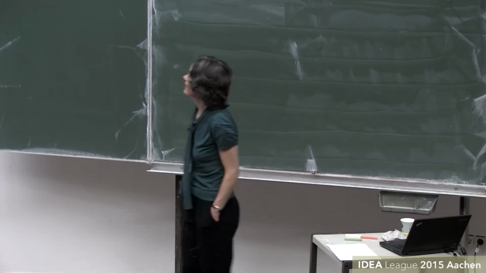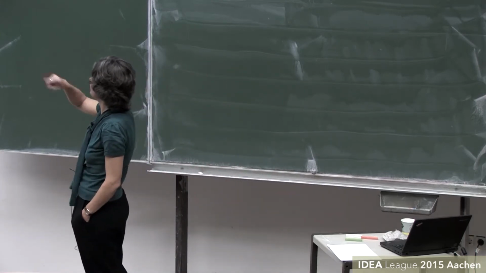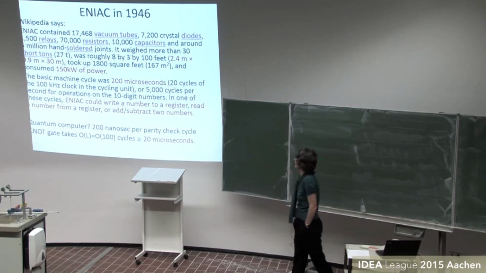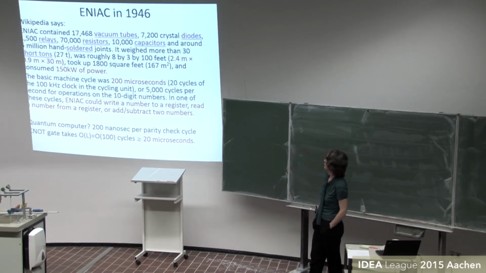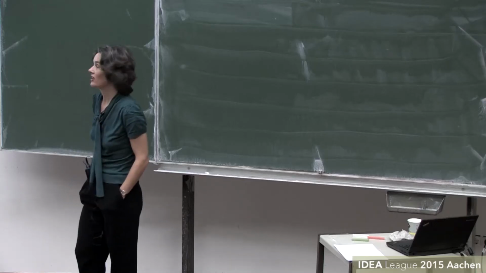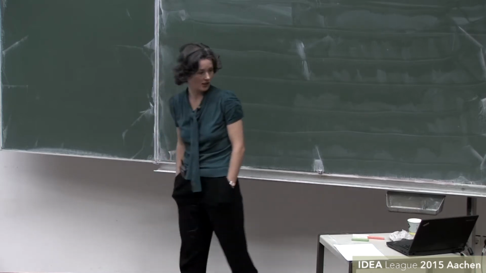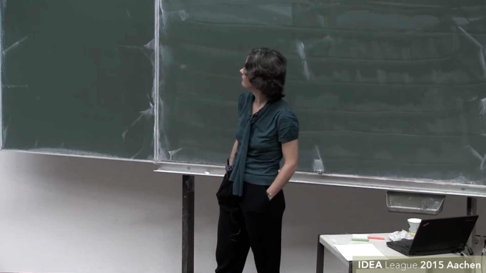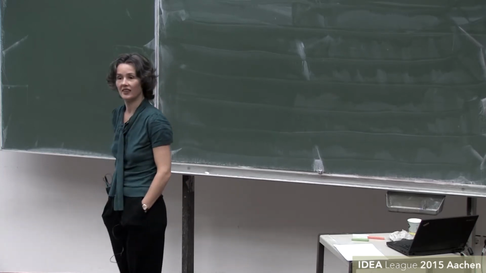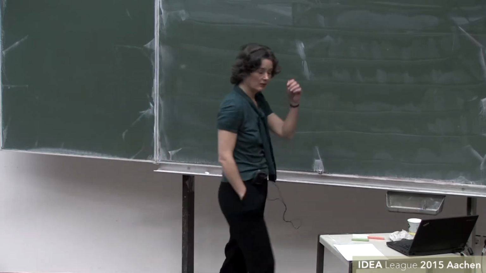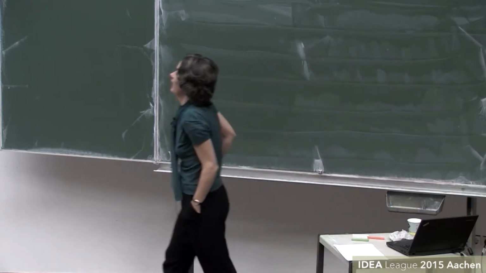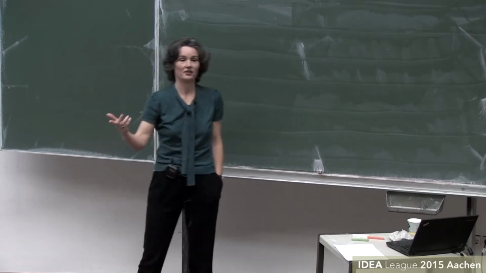So this machine's cycle was 200 microseconds, and in those 200 microseconds, it could write a 10-digit number, read a number from a register, and add and subtract two numbers. So very basic logic. And so you could also ask, would a quantum computer run in a comparable time? Now, of course, we work on elementary logic gates that may be taking tens of nanoseconds.